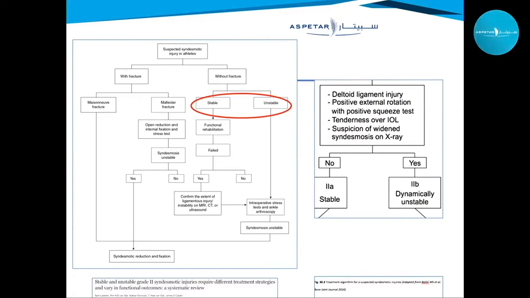When we are saying that there are signs of instability, we majorly mean that there would be a deltoid ligament injury and/or a positive squeeze test or external rotation test and/or a widening on the X-ray with a radiation up to the IOL area plus 5 centimeters. It's a bit technical, but it is the challenge in isolated syndesmotic injuries, because if it's unstable and we didn't identify it, we will regret it 2-3 months down the line.